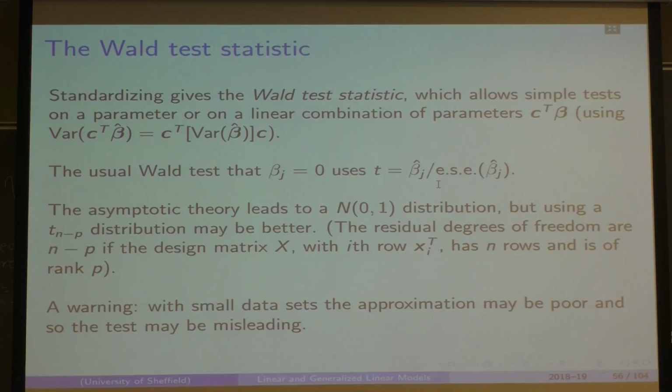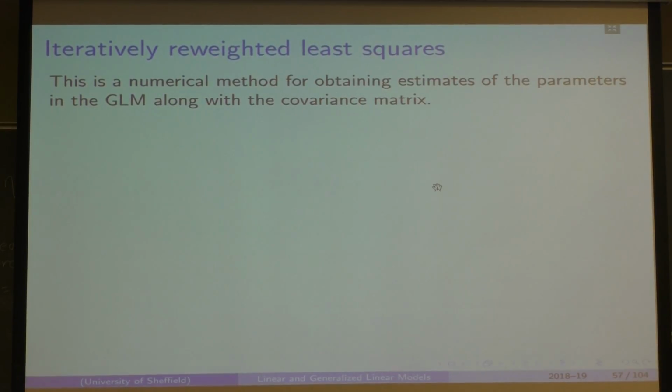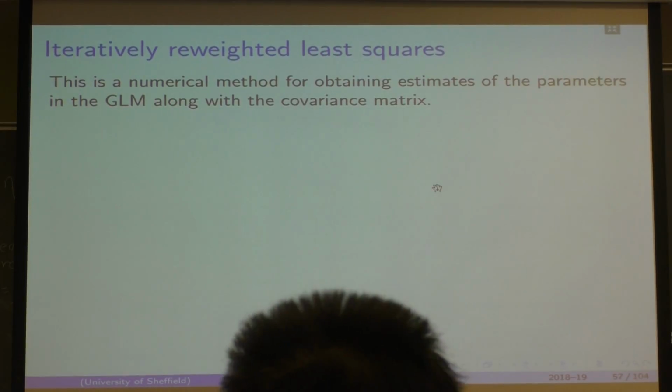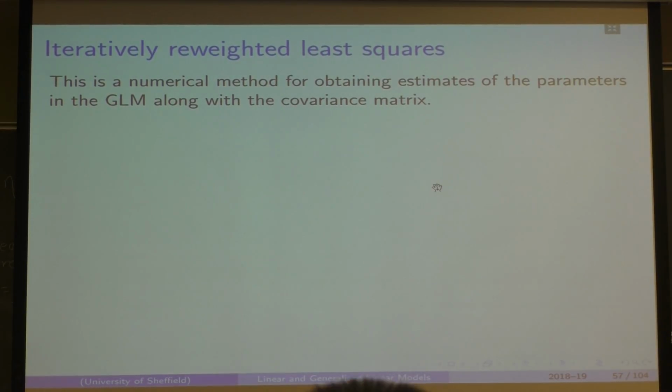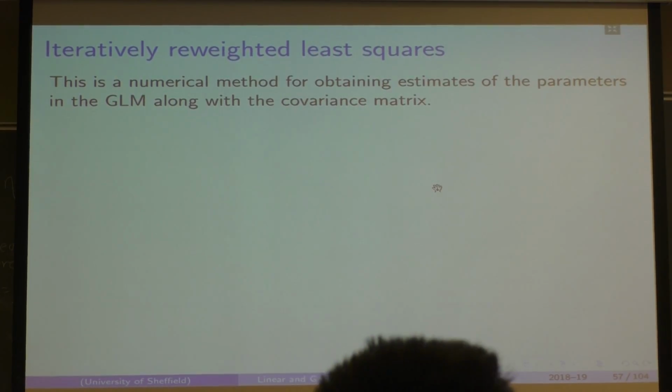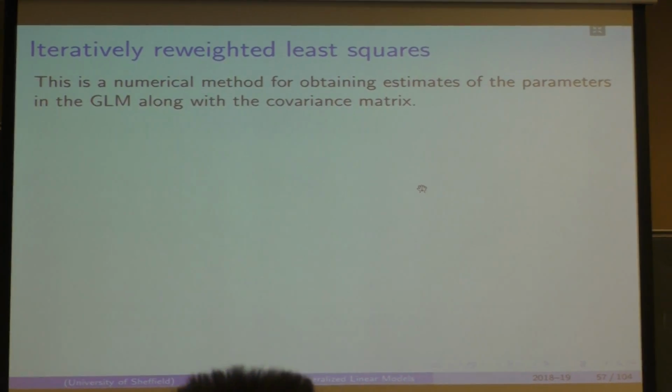Okay, so after those two sections, I'm going to talk now a little bit about what R actually does to estimate the parameters of a generalized linear model. So what R does is something called, well, certainly one numerical method is that you can use something called iteratively reweighted least squares. So I will just quickly explain what this title means.